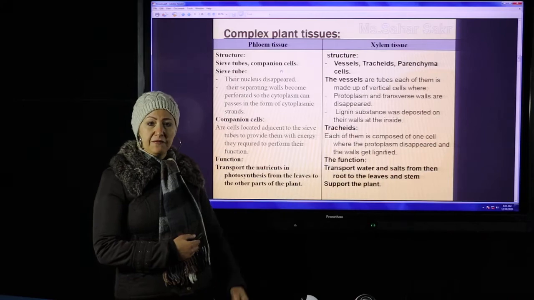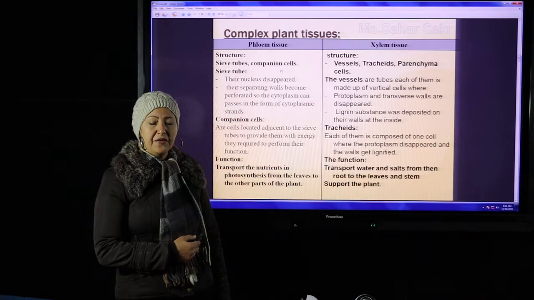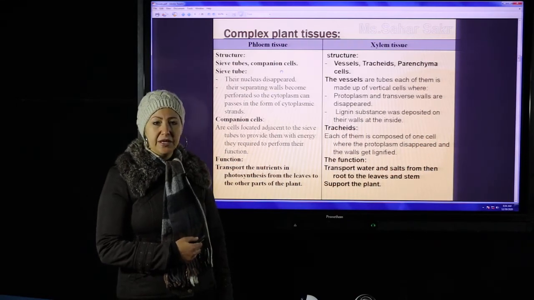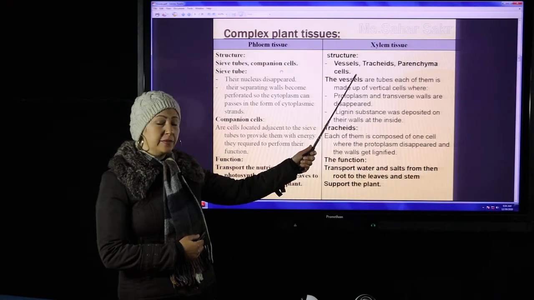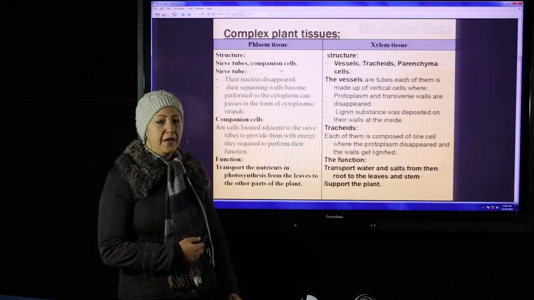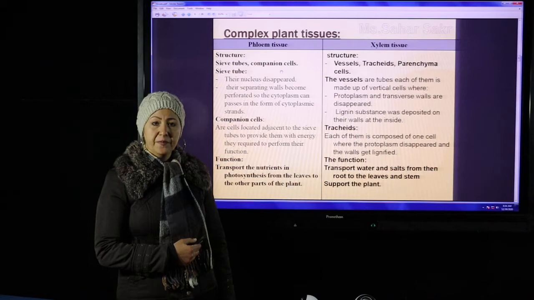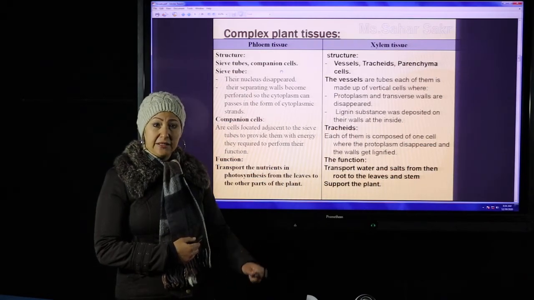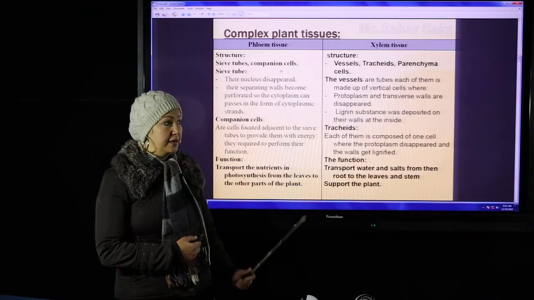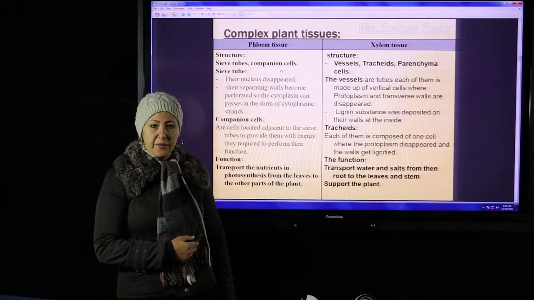So we have two types of complex tissues in the plant. We call them complex because they contain different cells. We also call them transport tissues because they are responsible for the transportation process. The xylem is responsible for transportation of water and salts up from the root to the leaves, and the phloem is responsible for transportation of ready-made food from the leaves to other parts of the plant, downward. So we can say that xylem and phloem are complex tissues or transport tissues in the plant.